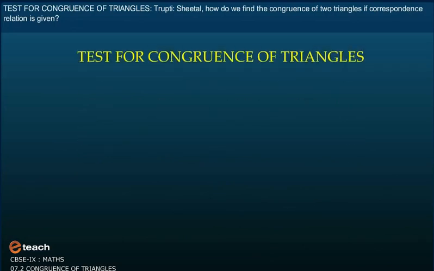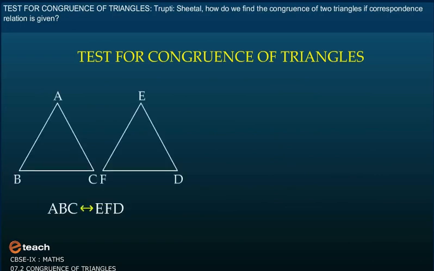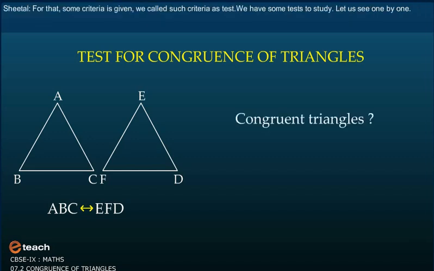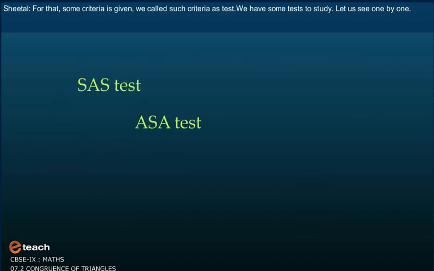Tests for congruence of triangles. Tripti says, Sheetal, how do we find the congruence of two triangles if the correspondence relation is given? Sheetal says, for that some criteria are given. We call such criteria a test. We have some tests to study. Let us see them one by one.